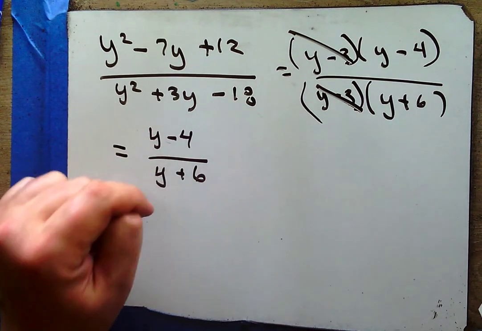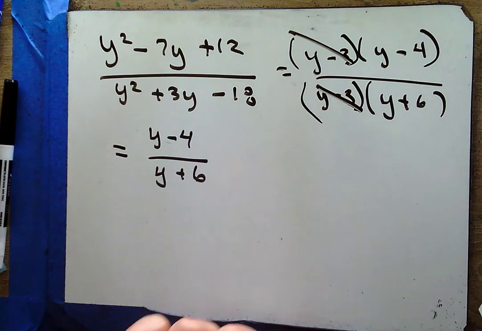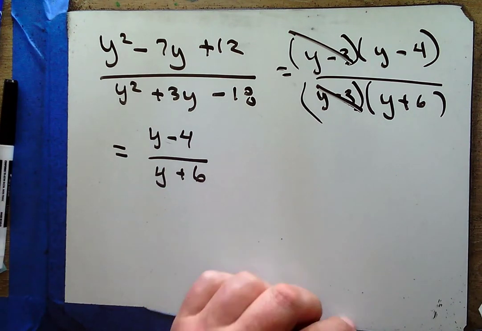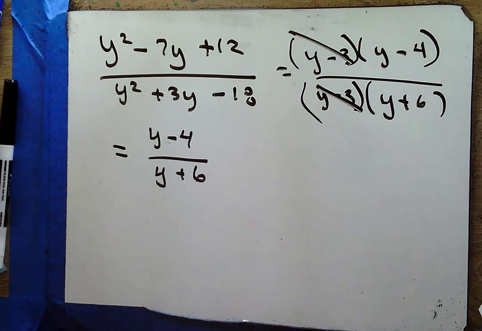Please do not cancel these y's out. You cannot cancel those y's. And no, I haven't said it enough times yet because people are still going to want to cancel those y's. So stop canceling those y's. All right, so that's simplifying rational expressions.